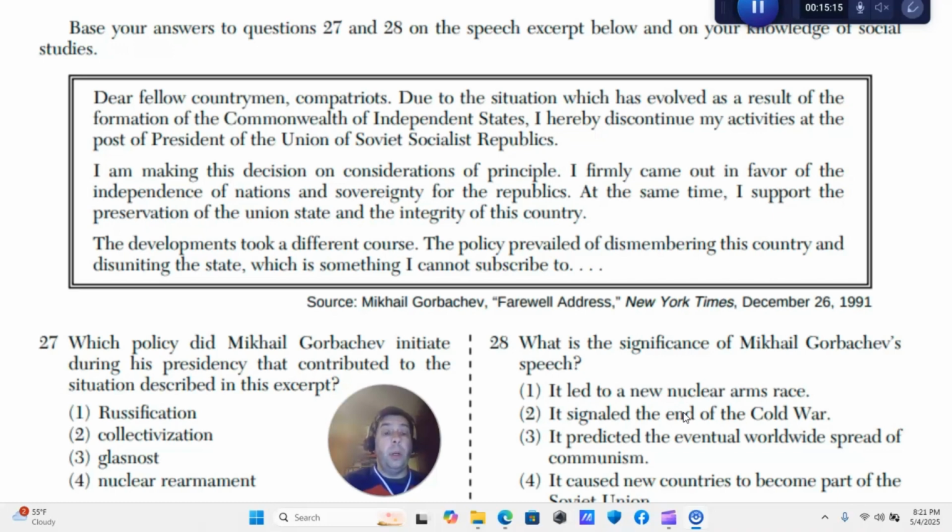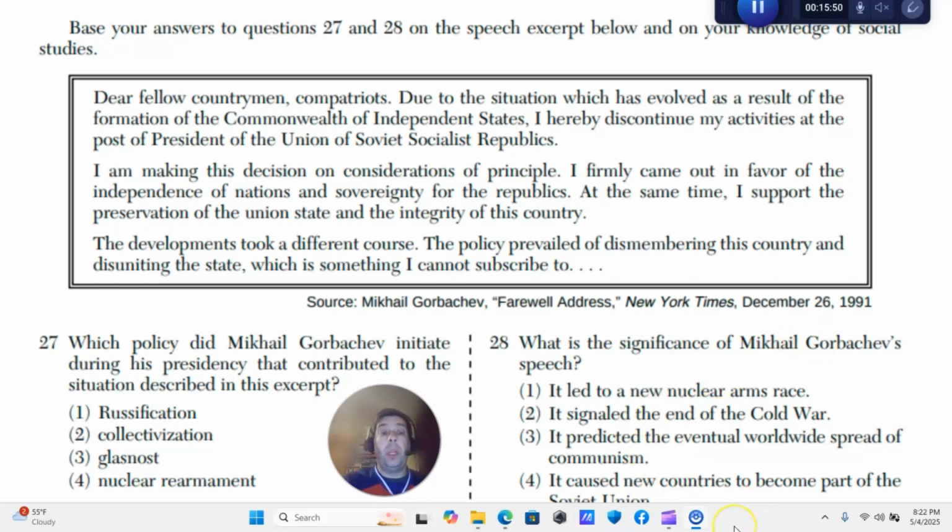Dear fellow countrymen, compatriots, due to the situation which has evolved as a result of the formation of the Commonwealth of Independent States, I hereby discontinue my activities at the post of the President of the Union of Soviet Socialist Republics. I am making this decision on considerations of principle. I firmly came out in favor of the independence of nation and sovereignty for the republics. At the same time, I support the preservation of the Union State and the integrity of this country. The developments took a different course. The policy prevailed of dismembering this country and disuniting the state, which is something I cannot subscribe to.